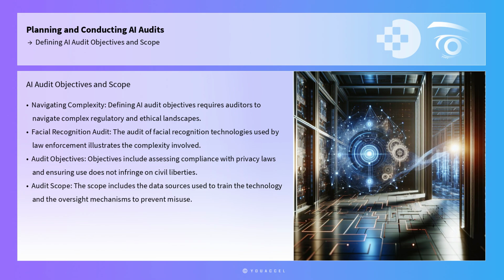In real-world applications, defining AI audit objectives and scope requires auditors to navigate complex regulatory and ethical landscapes. A case study illustrating this complexity is the audit of facial recognition technologies used by law enforcement. The audit objectives in such a scenario might include assessing compliance with privacy laws, evaluating the accuracy and reliability of the technology, and ensuring that its use does not infringe on civil liberties. The scope, in this case, would be defined to include the data sources used to train the technology, the algorithm's performance across different demographic groups, and the oversight mechanisms in place to prevent misuse.